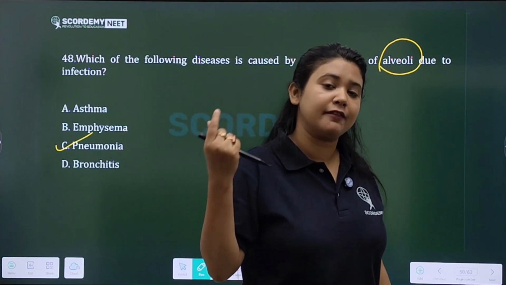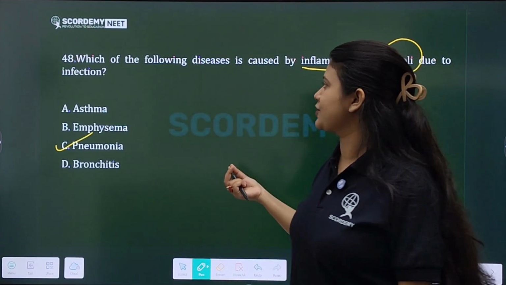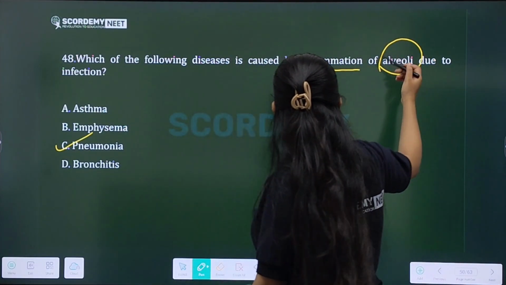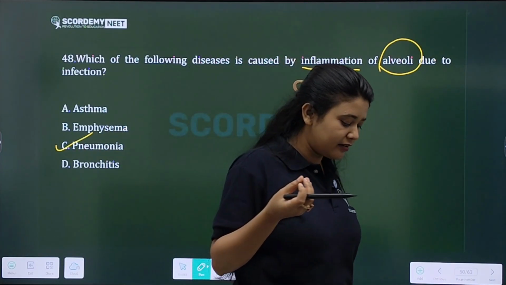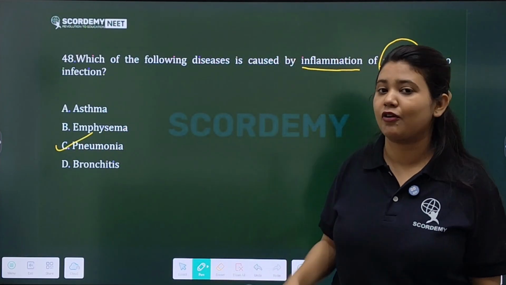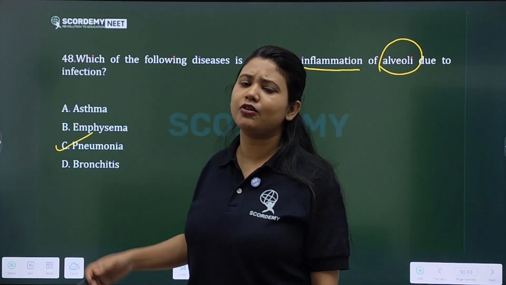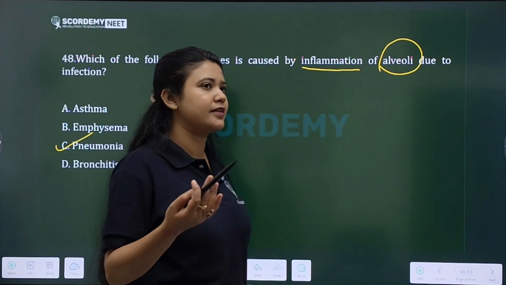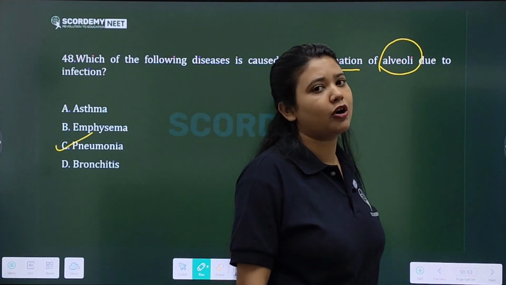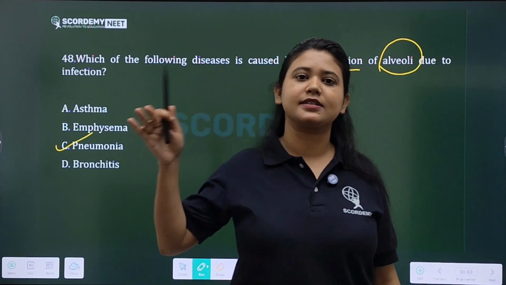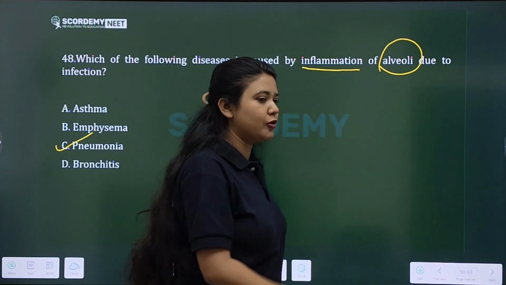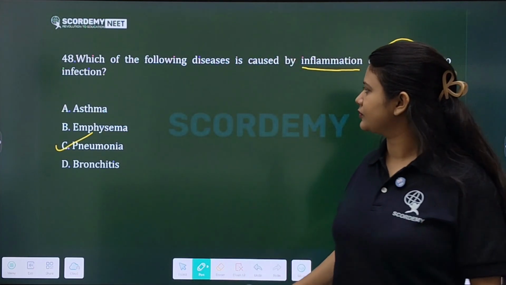Pneumococcus bacteria cause a bacterial infection, and followed by that, your alveoli get inflamed, thus reducing the surface area for the exchange of gases. So the patient will experience breathing difficulty and chest tightness. All these are the symptoms of pneumonia. Okay, clear? All right.